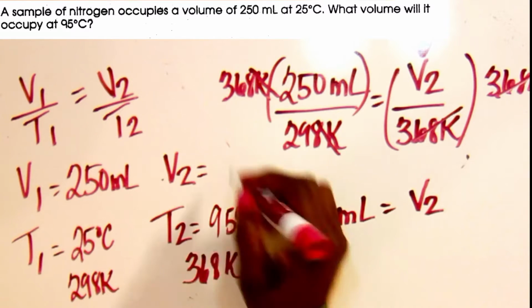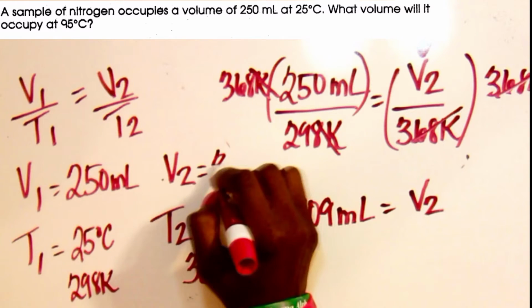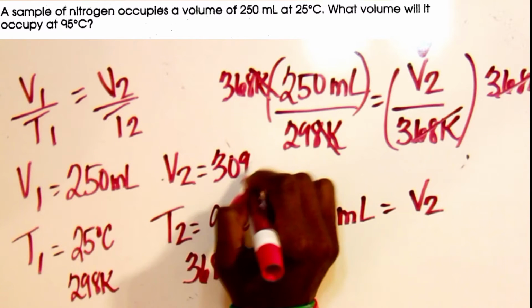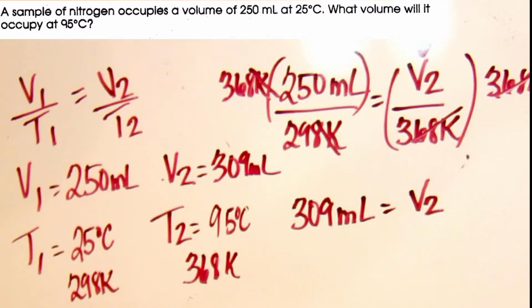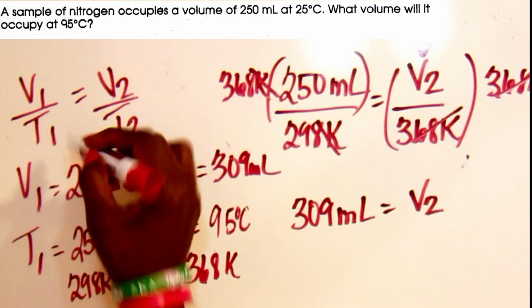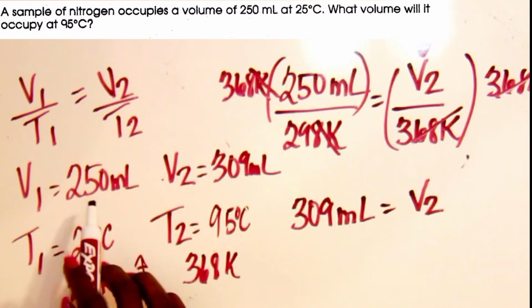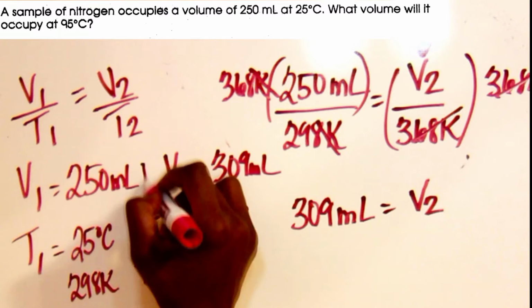And so what you can see as I plug this answer in as V2, when you look at this ratio 298 to 368, that is an increase in temperature, and because we're looking at a direct relationship between volume and temperature, we should also see that the volume would increase as well.